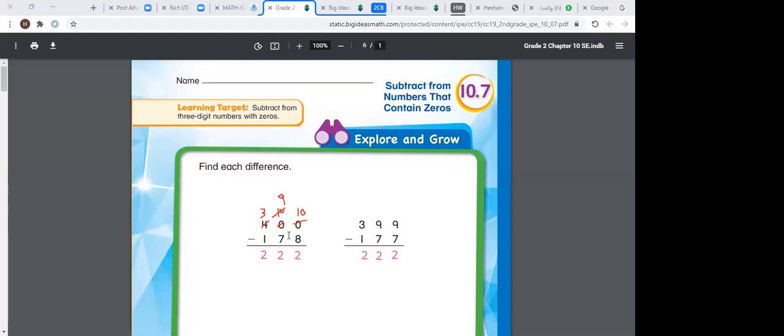You can choose one of the strategies as you like, but I want all of you to practice compensation. Compensation is very easy. It's easier than regrouping. If you can answer by compensation, you can get the answer quickly. So try to answer by compensation. Now let's move to the next page to answer the next question.